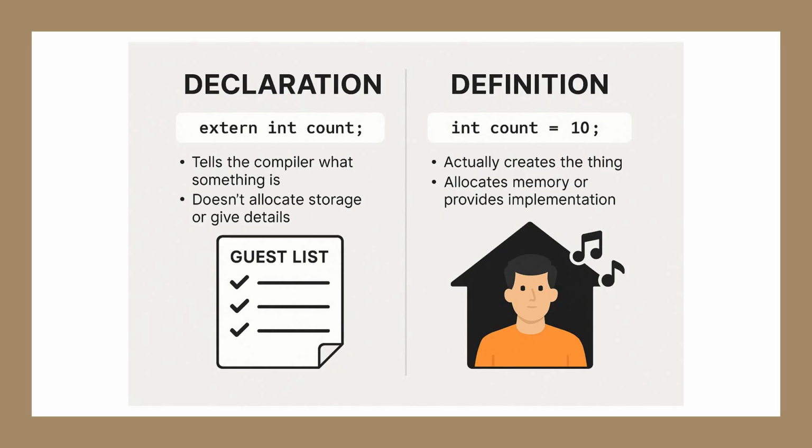The same rule applies for functions as well. A function prototype is a declaration, while the function body is a definition. So, to make it in a very simple way, a declaration is like a promise. The compiler is told it exists. A definition is like fulfillment. The memory and implementation are provided.